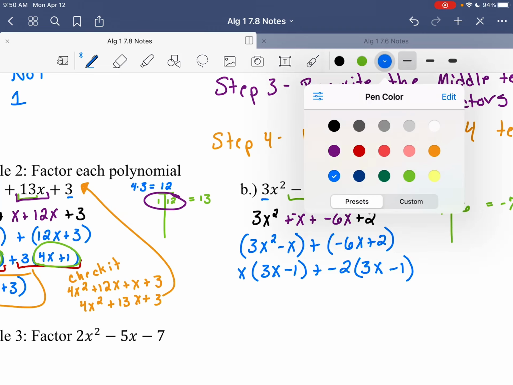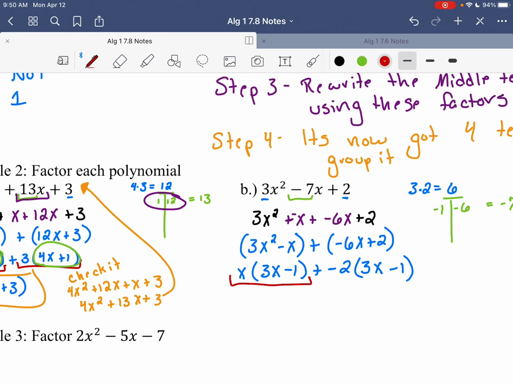Okay, again, now I have my two factors. I've got this guy plus this guy. They both have a 3x minus 1 in common. So I'll write 3x minus 1, and then 3x minus 1 times x plus a negative 2. It's the same as minus 2. So 3x minus 1 and x minus 2.